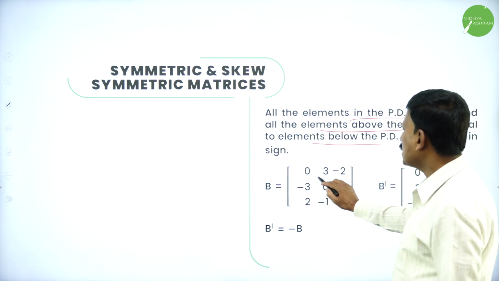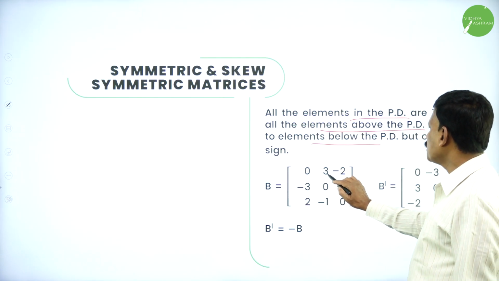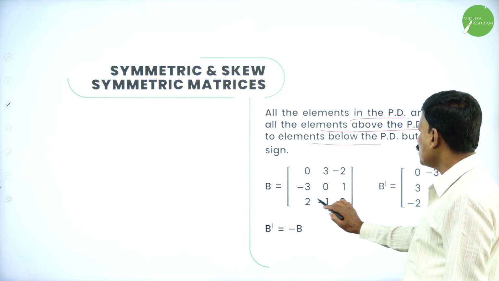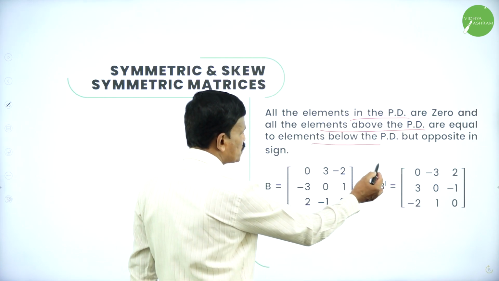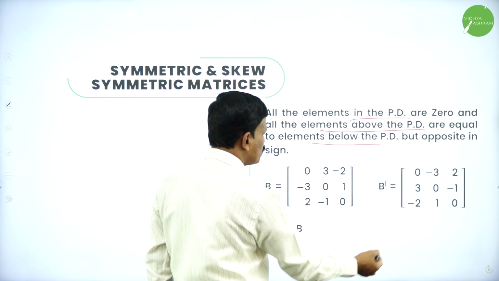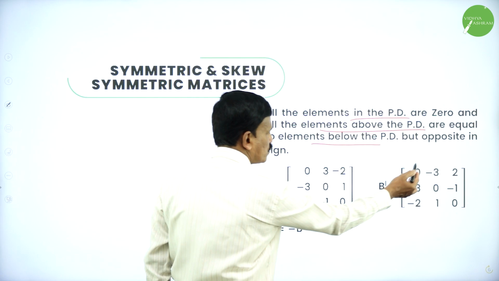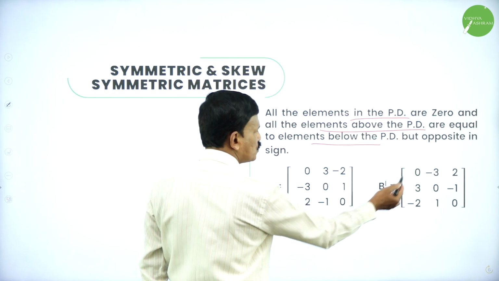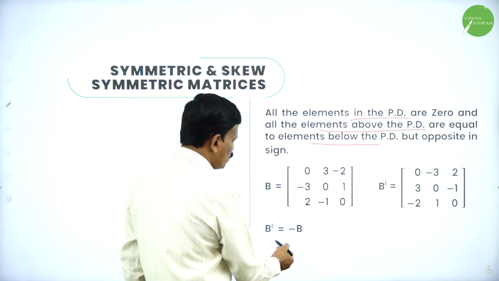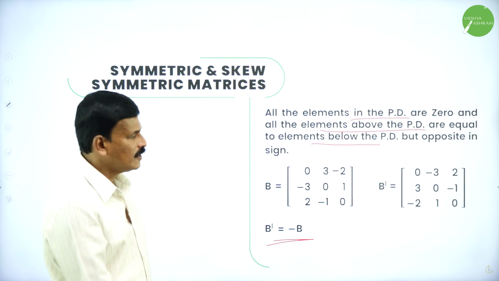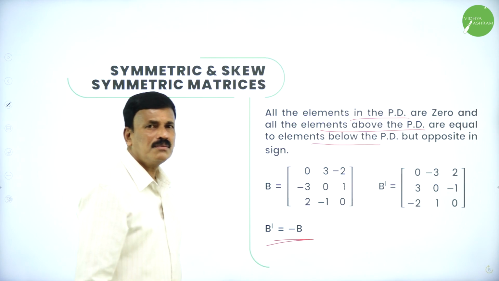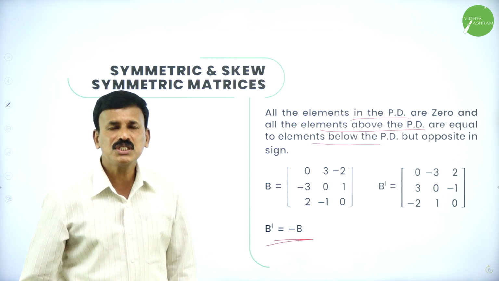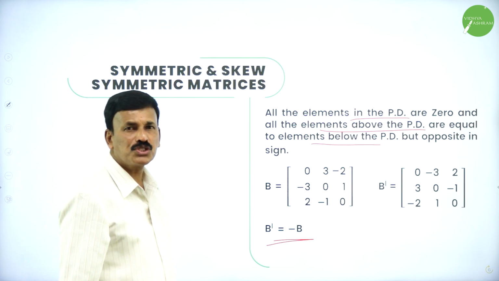Let us consider this example. B is equal to 0, 3, minus 2, minus 3, 0, 1, 2, minus 1, 2. If I transpose this, the first row 0, 3, minus 2 becomes the first column, minus 3, 0, 1 becomes the second column, 2, minus 1, 0 becomes the third column. So further, B dash is equal to minus B. Wherever there are negative signs here, you will get positive signs here. So B dash is equal to minus B. This is an example for a skew symmetric matrix.